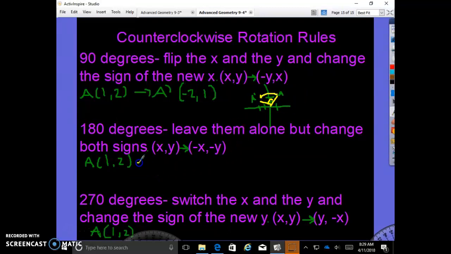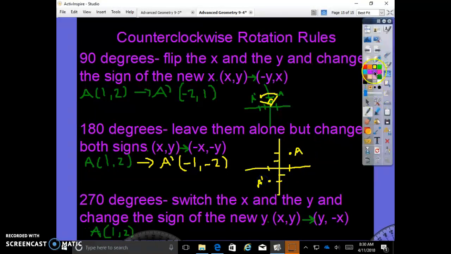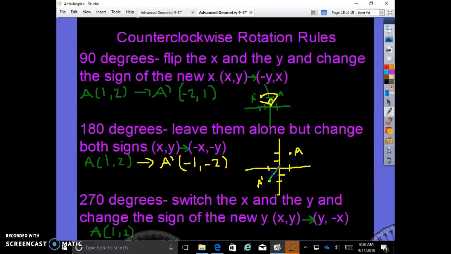How about here? My A becomes my A prime. I leave them alone, change both signs. Let's see what this looks like. If I was at 1, 2 for my A, my A prime says negative 1, negative 2. Does this look like the same distance to the origin? And these are always reflected or rotated about the origin. These are the rotation rules if you're rotating about the origin. Do you guys see how this looks like it's about the same distance? Yeah? And it is 180 degrees counterclockwise.